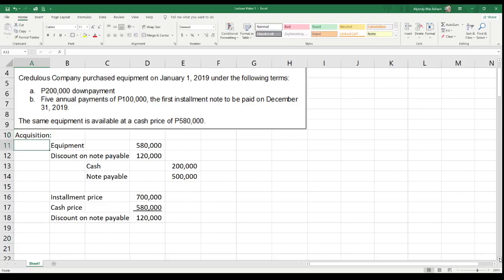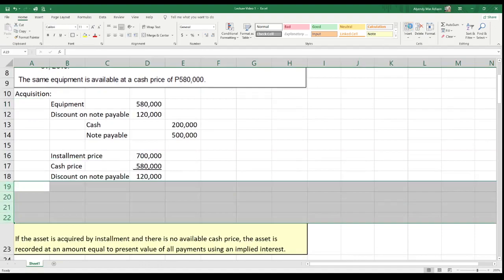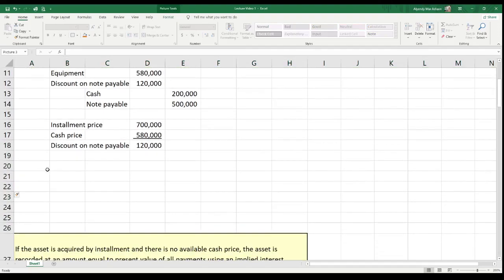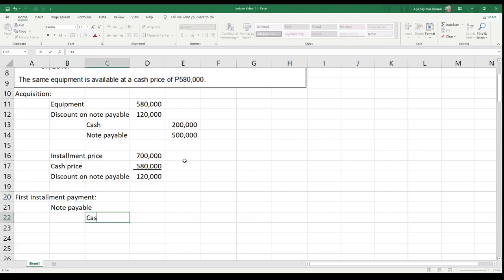Now, class, what if it's already paid? Okay, so what if it's already paid? Assuming it is already December 31, 2019. So, we are going to make a journal entry for that. So, let's say this is the first installment payment. So, for the first installment payment, of course, you are paying the note payable. So, debit to note payable and credit to cash.